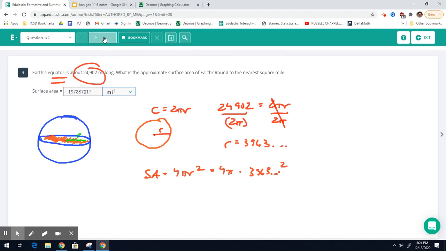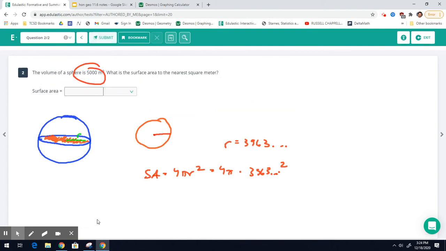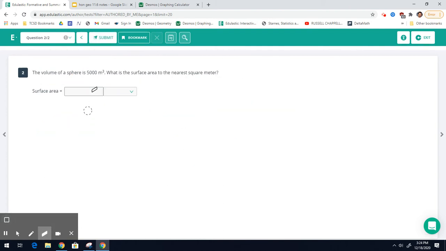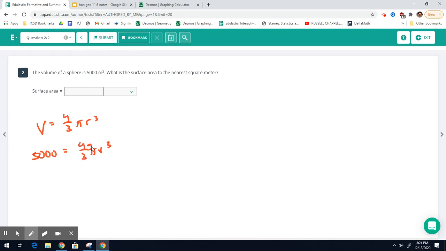All right, the next one here. Let me erase this. It says the volume of a sphere is 5,000 meters cubed. What is the surface area to the nearest square meter? All right, so we can use the volume formula, given the volume, to find the radius, right? So the volume of a sphere is 4/3 pi r cubed. So we know that the volume is 5,000, 4/3 pi r cubed. Again, put that pi up there. So this is 4 pi over 3. We need to solve this for the radius, so multiply by the reciprocal, 3 over 4 pi.